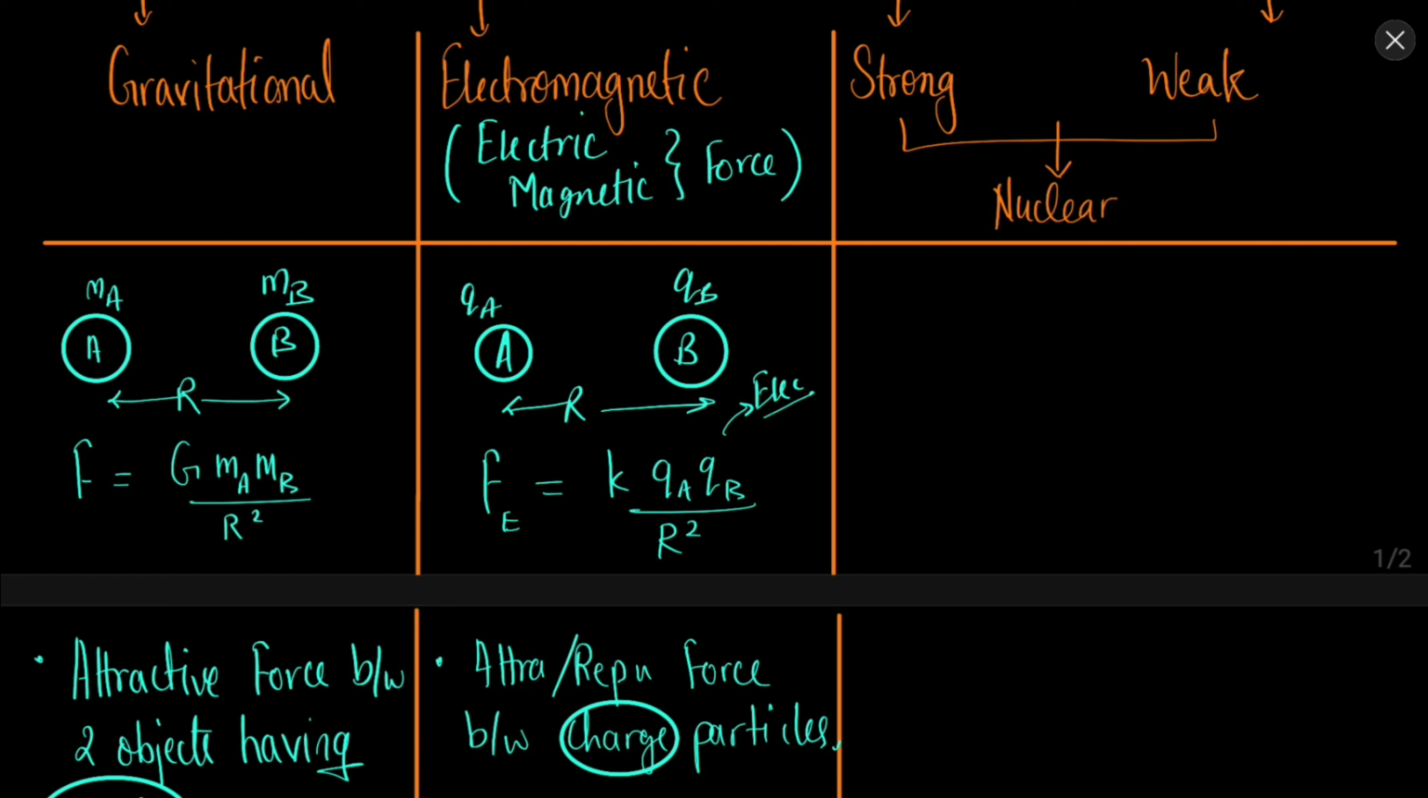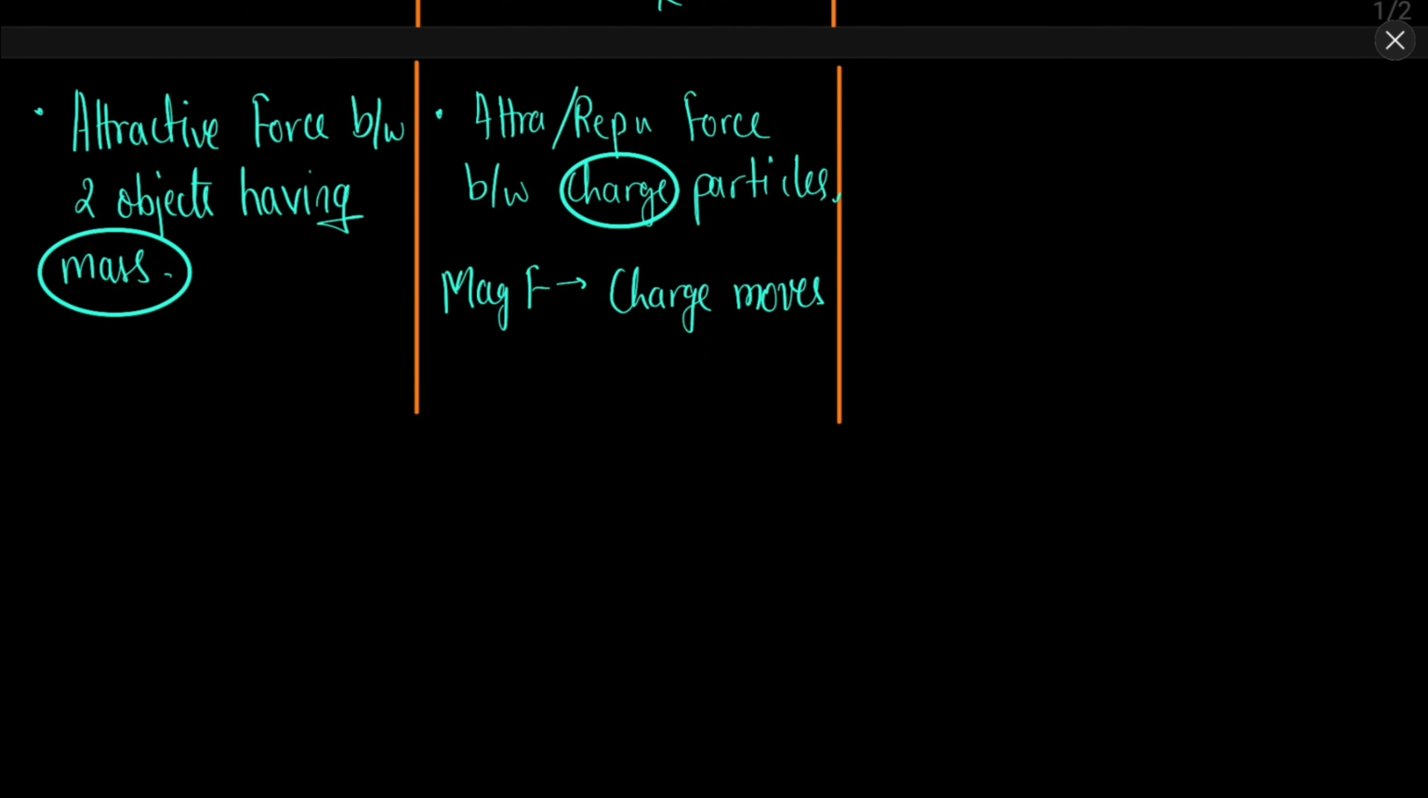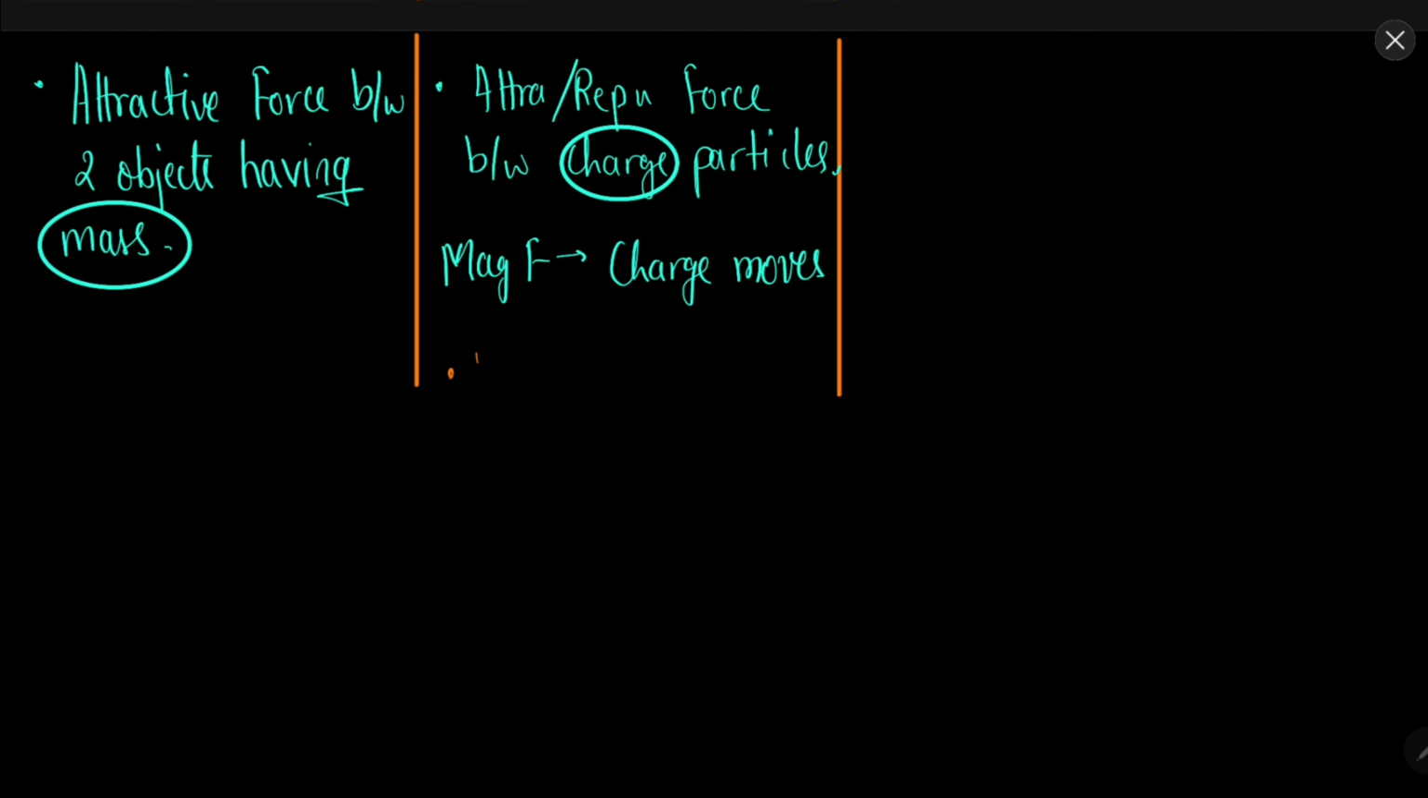Now the important thing is, most of the day-to-day forces are electromagnetic in nature. For example, as I told you, friction. Friction is an electromagnetic force. How? Because whenever we have two surfaces, there are electrons in the atoms of these layers, and those electrons interact with each other, and because of that there is a force which does not allow them to move easily. So friction is due to electromagnetic force.